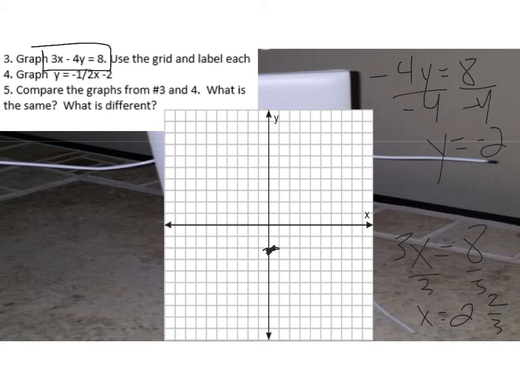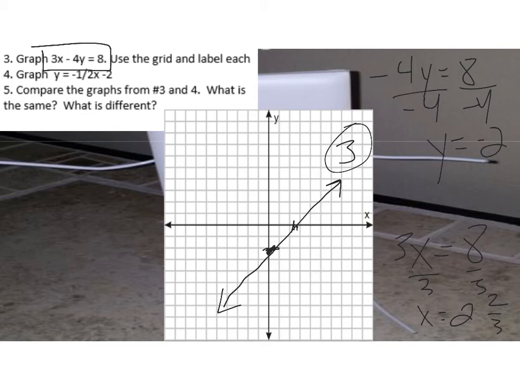Okay, so x is 2 2/3, so I'm going to go over 1, 2, and then just part way across, put a point. It doesn't have to be perfect, just estimate where it is, somewhere in there. And now that we have an x and y intercept, we're going to connect them, and there's our line. That, of course, is number 3.